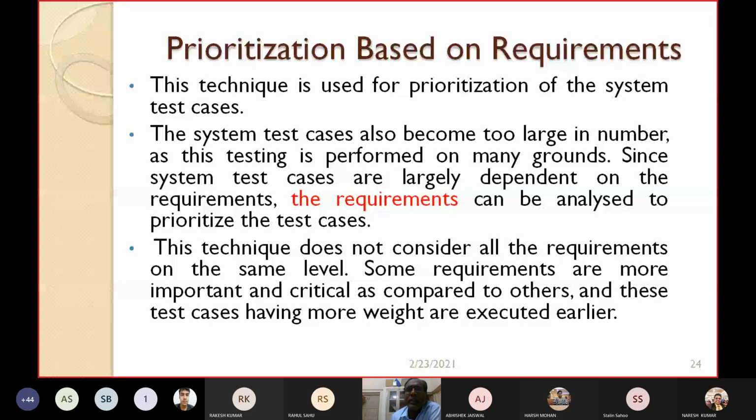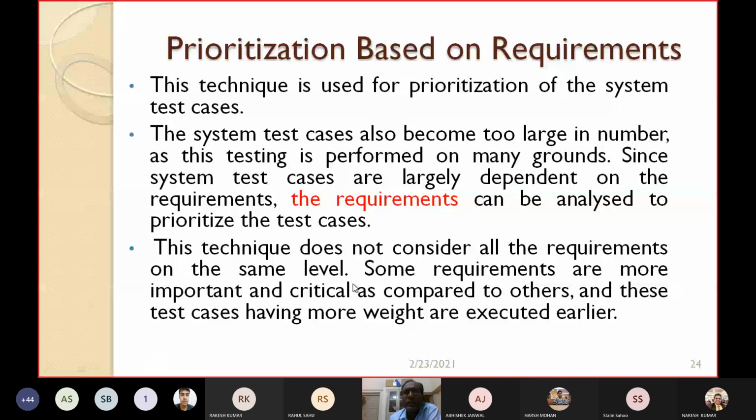Since the system test cases are largely dependent on what? They are largely dependent on requirements, isn't it? We can call this non-requirements testing. Since the system test cases are largely dependent on the requirements, they can be analyzed to prioritize test cases. So in order to prioritize the test cases, we have to analyze the requirements as written in the SRS document, the non-functional requirements.